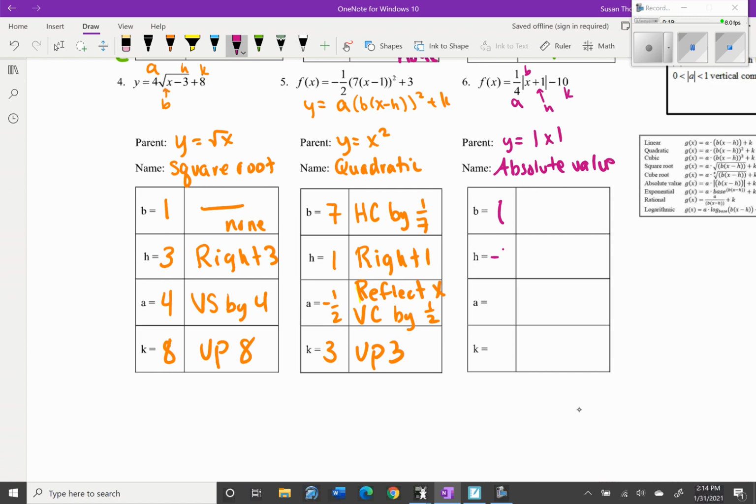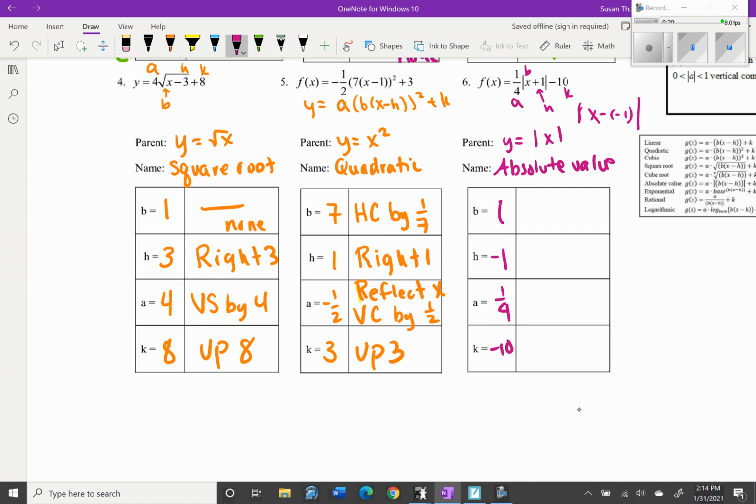H is -1 because notice it's x plus 1. So to get that plus 1, it has to be x minus -1 to get that to be plus 1. So that's why H is -1. A is 1/4 and K is -10.